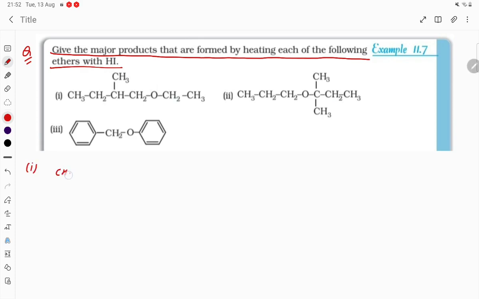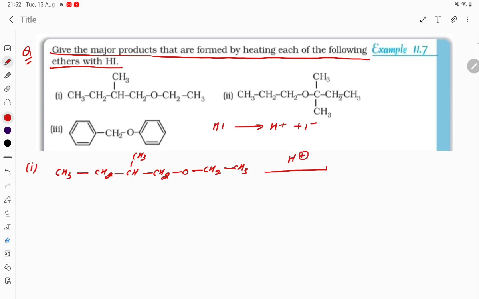What can you do? This is CH3, this is CH2, this is CH, here is CH3, this is CH2, here is O, this is CH2, and here is CH3. Now HI is there, so it will give H plus and I minus. So here is the H plus. You know oxygen is having lone pair electrons, so this lone pair accepts the H plus. So it will give the protonated ether.